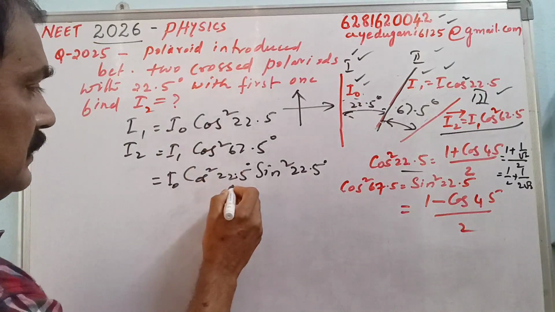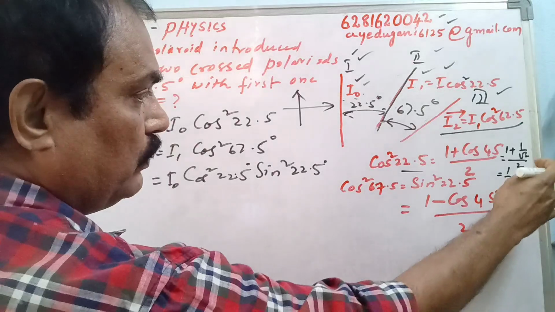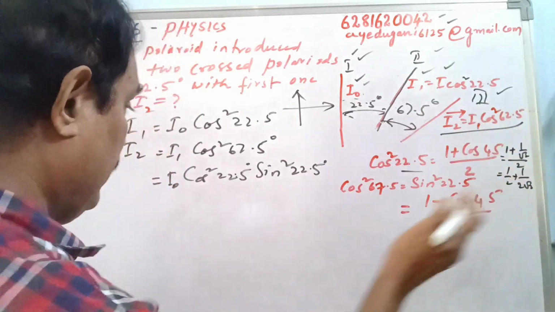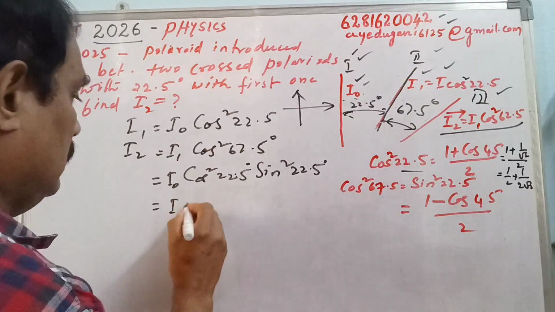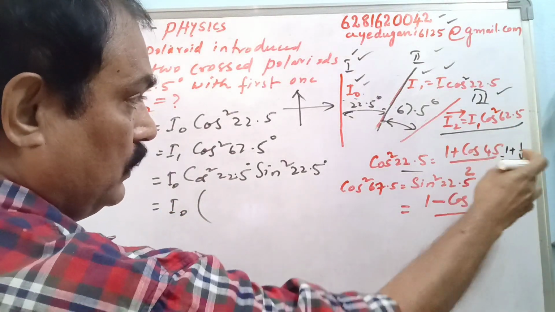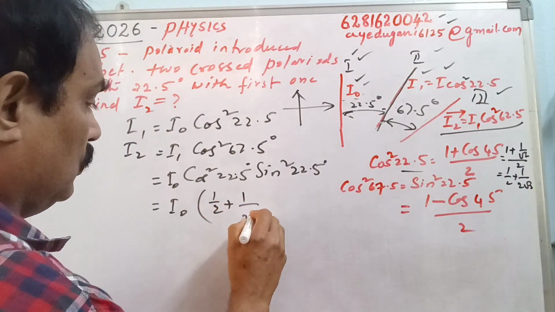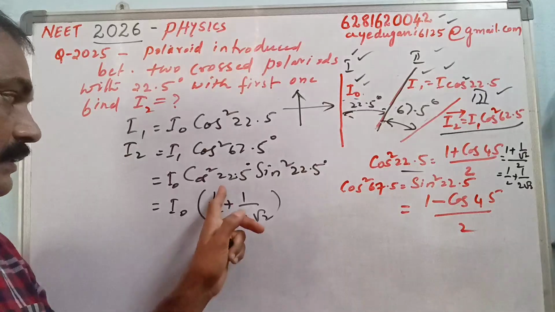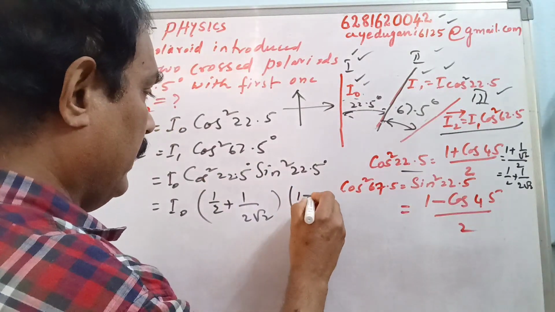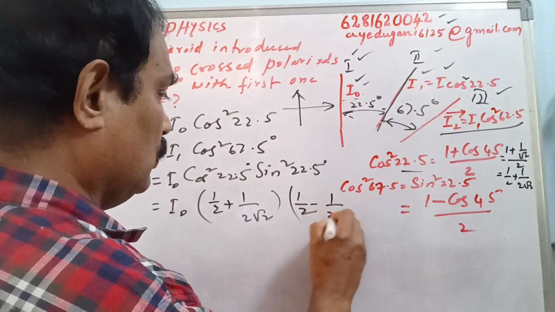Then what is this 22.5? When I use cos square 22.5, you will get 1 by 2 plus 1 by 2 root 2. Just now I told you, because cos 2 theta is cos 45, then you can get here I0 (1 plus cos 45) by 2, where cos 45 is 1 by root 2. And this is 1 by 2 plus 1 by 2 root 2. This is the first one. Then sin square, I told you already, 1 minus. So 1 by 2 minus 1 by 2 root 2.